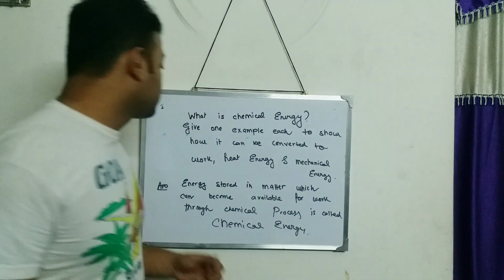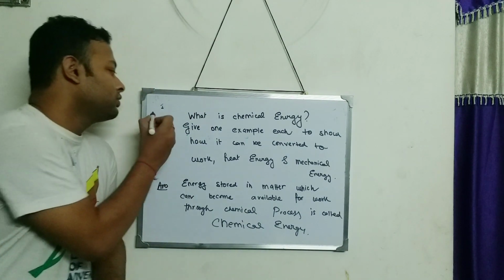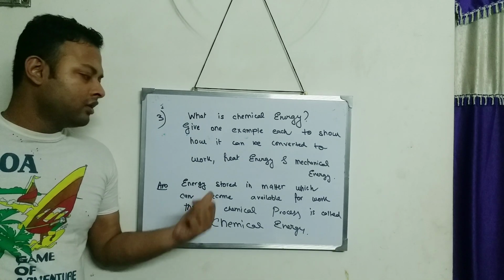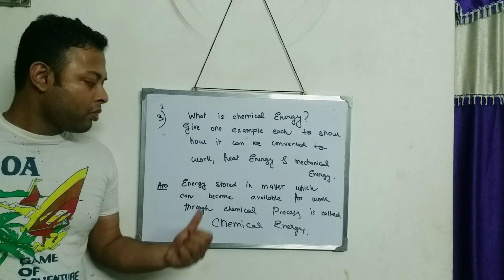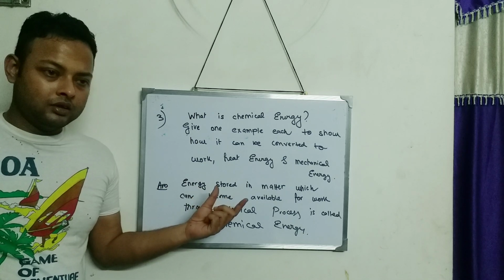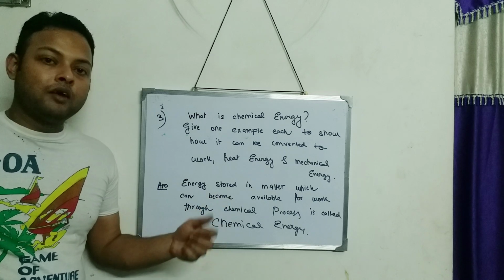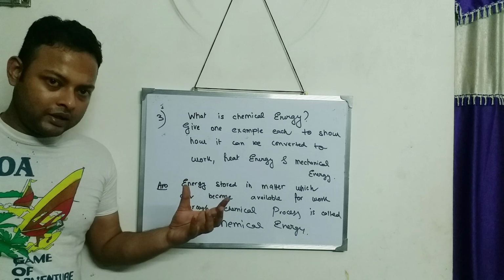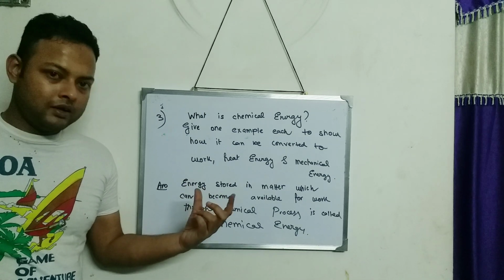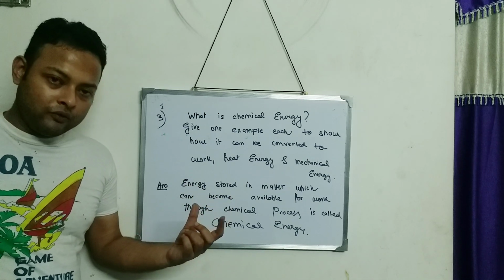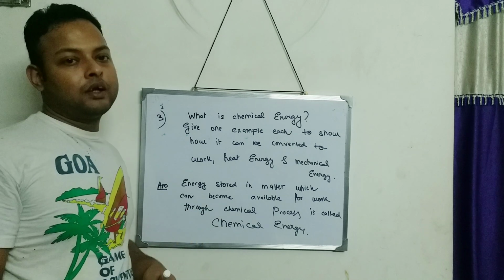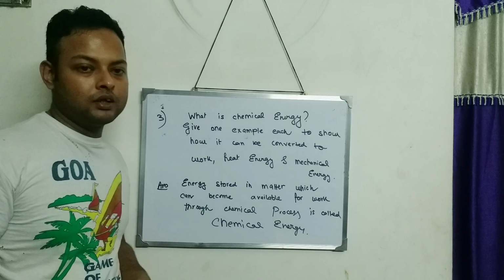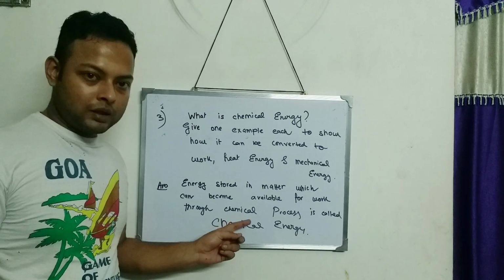Now this is the third question, I think, of the long question answer. What is chemical energy? It's a very direct question. I think I explained that in the first or second lecture. That energy which is stored in a matter which can become available for work by some chemical process. Like what? Like you take kerosene. Kerosene is a matter. Now, if we burn the kerosene, what are we doing? We are doing a certain kind of chemical process, and that chemical process is the burning.